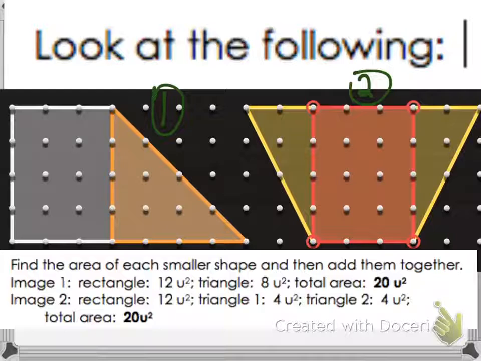On the right-hand side, there are two smaller triangles and a rectangle. The rectangle is worth 12. Each smaller triangle is worth 4. 12 plus 4 plus 4 gives us 20 units squared.